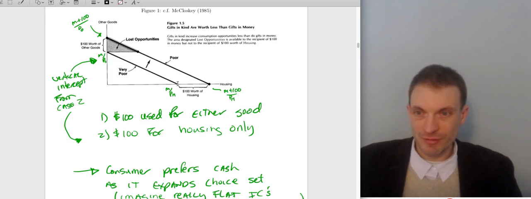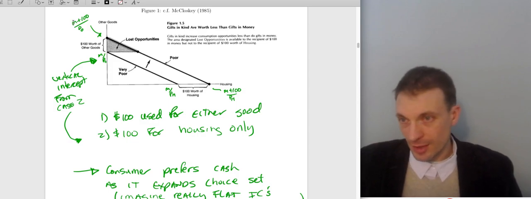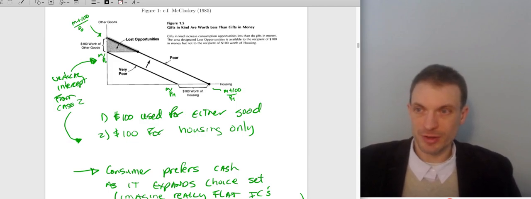Now, if I get a free $100 that I can spend on either good, that's going to give me a new budget constraint. My income changes to M plus 100 divided by the price of housing, and over here, M plus 100 divided by the price of other goods. That shifts out my budget constraint, right? The numerators of my intercepts increase when income increases. Good, so I can consume all these extra things.